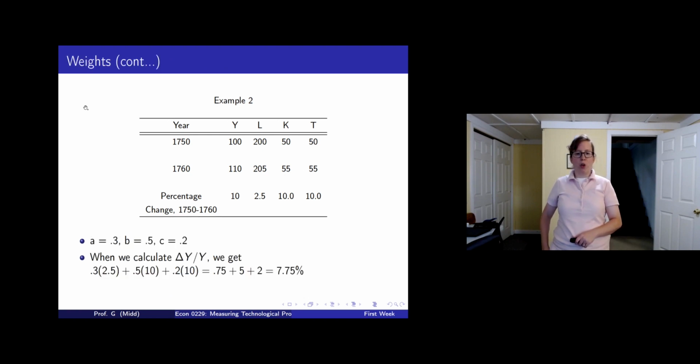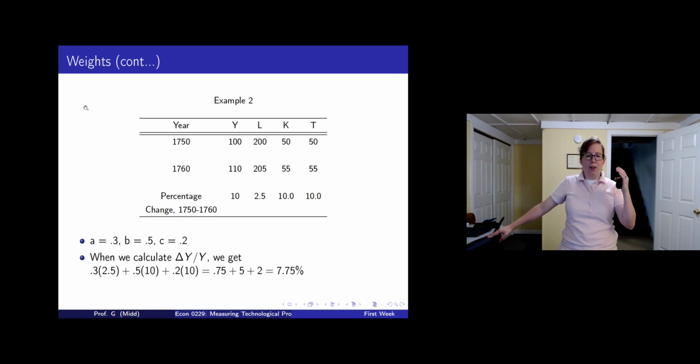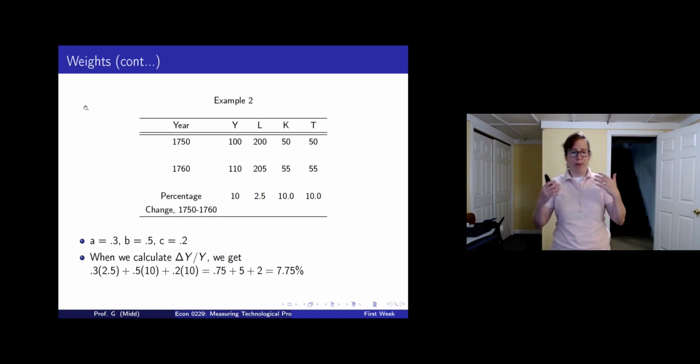So then let's try to calculate the percentage change of output given those weights that we have and the percentage changes we have in the inputs. Okay, so the coefficient that we have on labor is 0.3. Let's multiply that times the percentage change in labor, 2.5, and so on for capital and land. And now the number I arrive at is 7.75%.